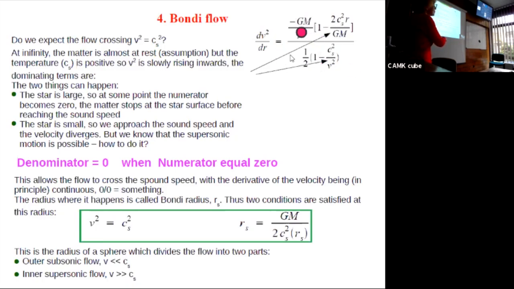But of course, there is always a chance to balance those two things. The lucky thing is when you have zero here at the same time as zero here. Then you have zero over zero. It's not easy, but it looks doable, because zero over zero may give you something finite. And then you will be able to cross the sound speed and still increase V square. But it is difficult. Such a transition would happen when the velocity is equal to sound speed, and at the same time this has to be also zero, and this gives you the sonic point or the Bondi radius.